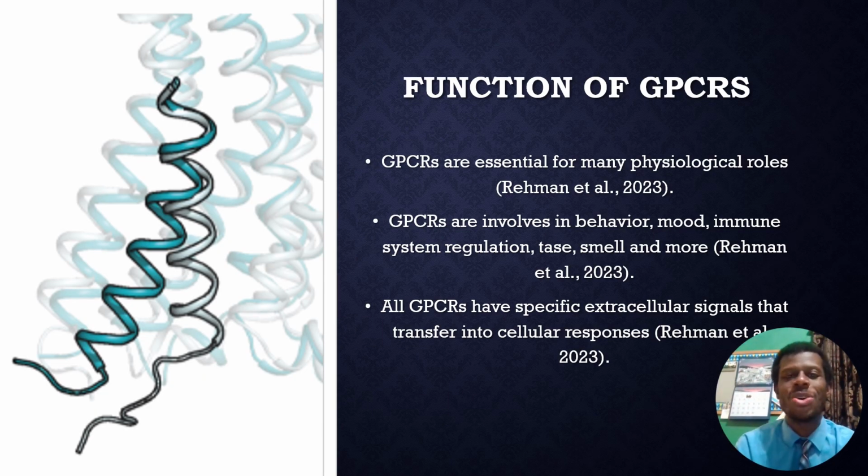So we've discussed the structure of GPCRs. Our job on this slide is to discuss the function of GPCRs. GPCRs are referred to as surface receptors, and they're involved in an array of physiological roles, such as immune system regulation, taste, smell, behavior, mood, and so much more. All aspects of GPCRs involve specific extracellular signals that eventually convert into a cellular response.